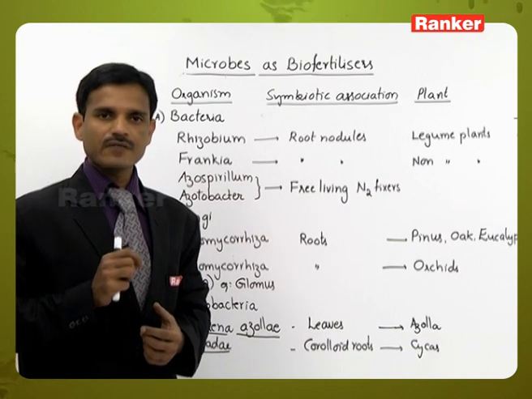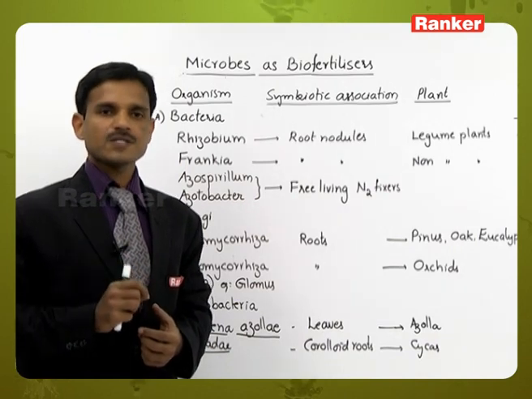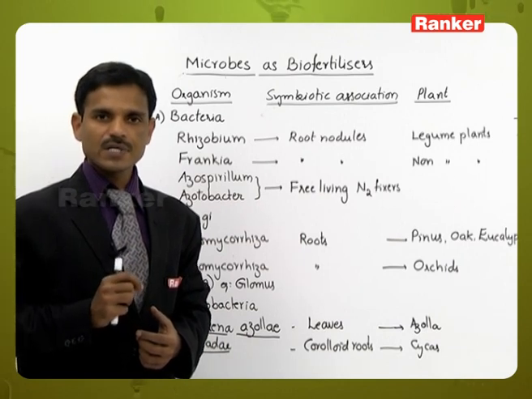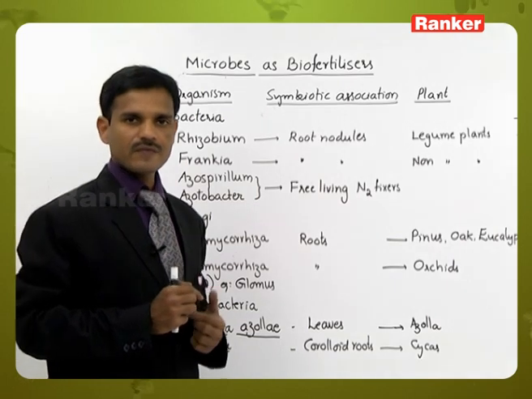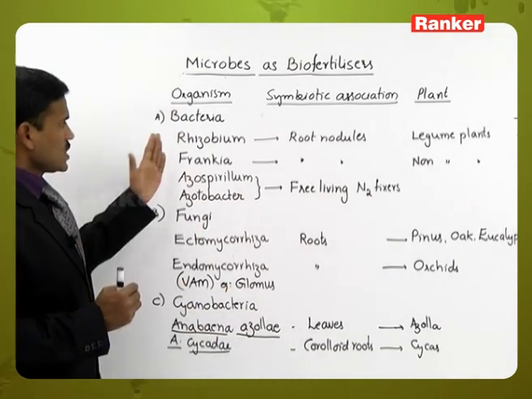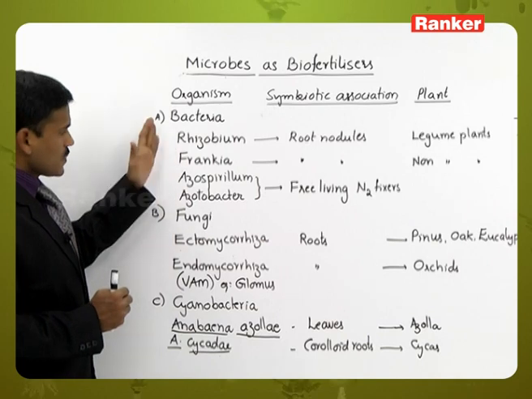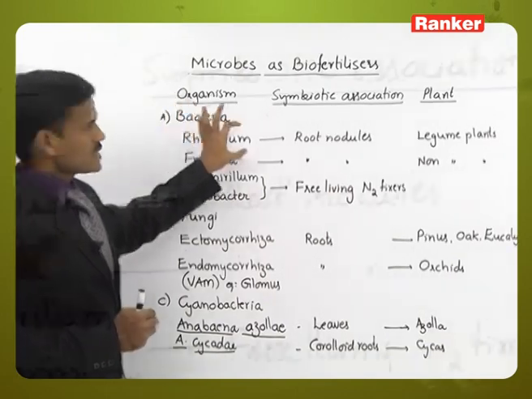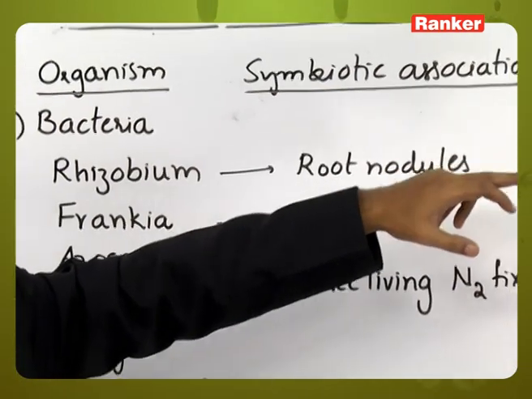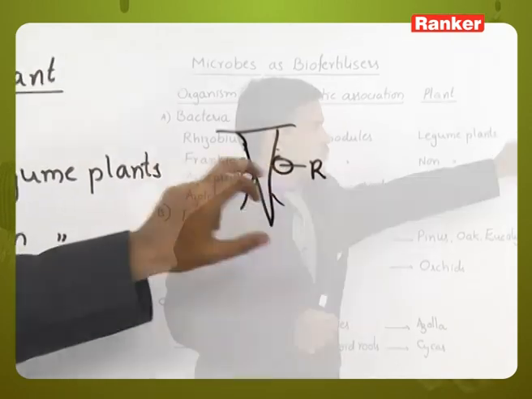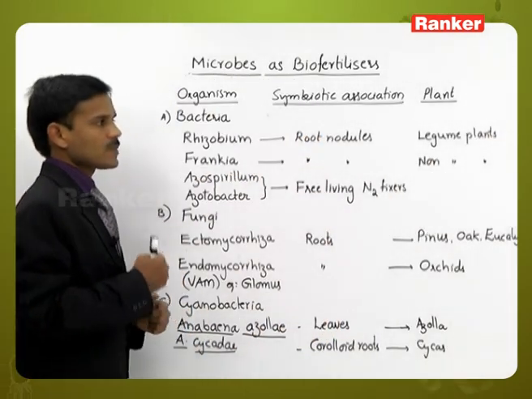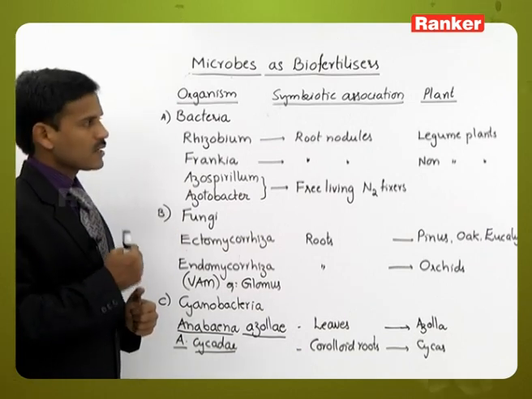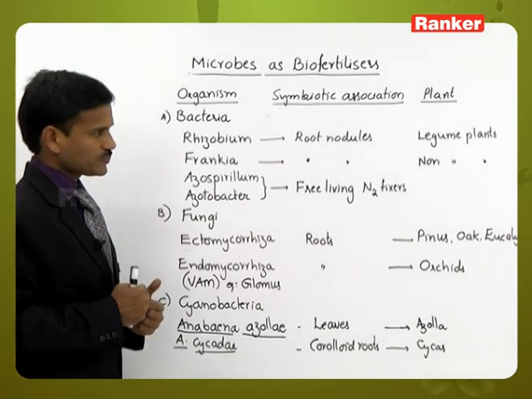For the synthesis of nitrogenase enzyme, some genes are responsible. These genes are called NIF genes. The nitrogen fixing genes are responsible for the synthesis of nitrogenase enzyme. That's why nitrogenase enzyme is present in these prokaryotes. So Rhizobium lives as a symbiont in the legume plants' root nodules and fixes the nitrogen, supplying it to the plant body.